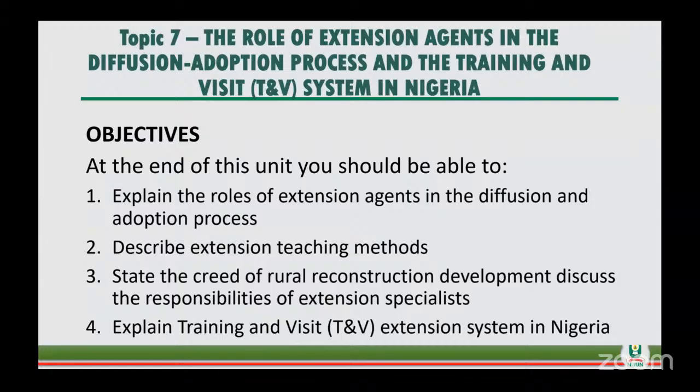Our expectation is that every student should be able to explain the role of an extension agent in the diffusion and adoption process. Every student should be able to describe the extension teaching methods. Every student should be able to state the creed of rural reconstruction development, as well as discuss the responsibility of the extension specialist. Every student at the end of this session should be able to explain the training and visit extension system in Nigeria as it relates to cooperative extension.